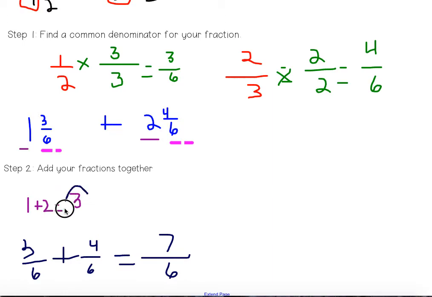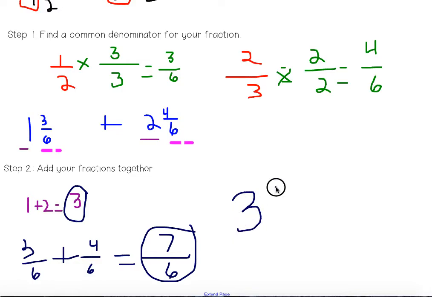So then I put my whole number and my fraction together for a final answer of 3 7/6. Now, this is technically correct. This is done. I added my whole numbers and my fractions together to get 3 7/6.